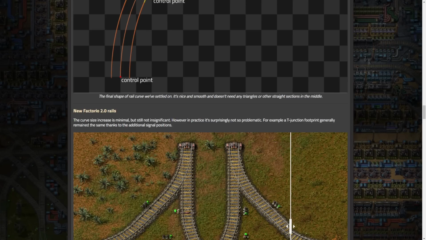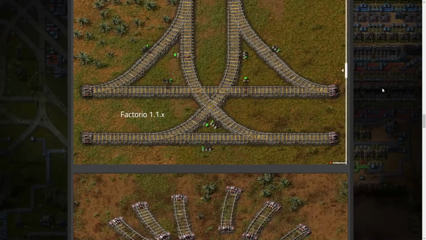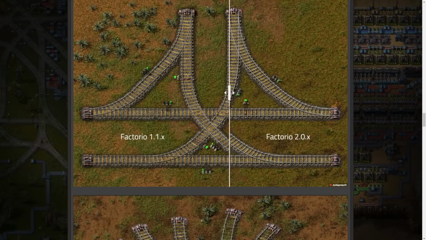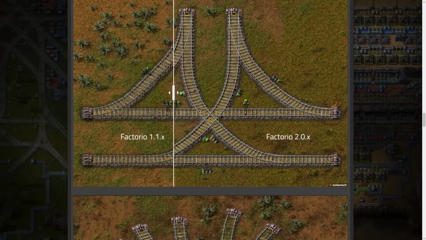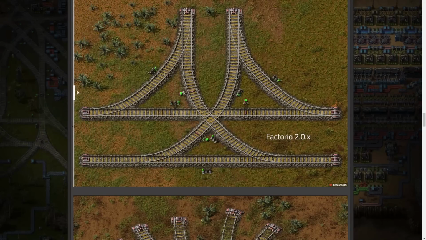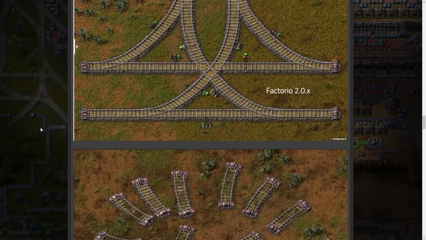So the curve size increase is minimal, but still not insignificant. However, in practice, it's surprisingly not so problematic. For example, T-junction footprint generally remain the same thanks to additional signal positions. So this is what we have now, currently 1.1, and then this is what it would look like in 2.0. You can see there is a difference. It's not huge. This rail is in a slightly different place and stuff, but overall it's not crazy. And you may also be noticing the rails physically look different too. Much better, in my opinion.